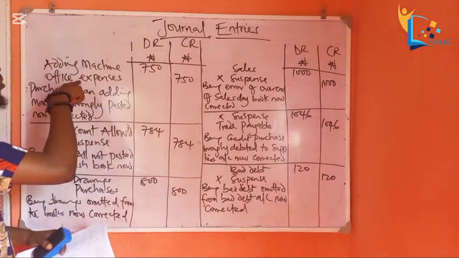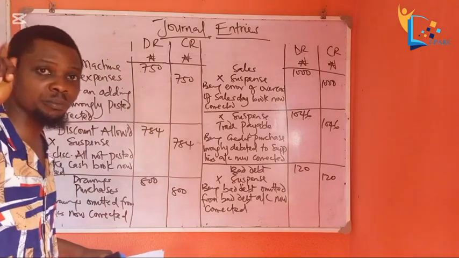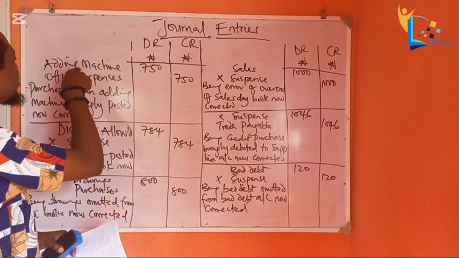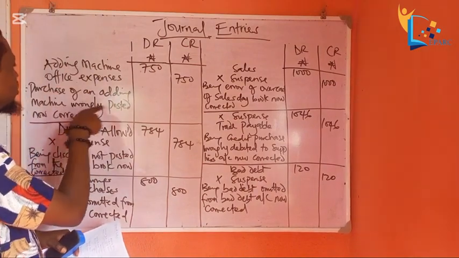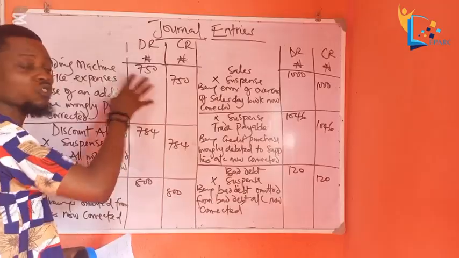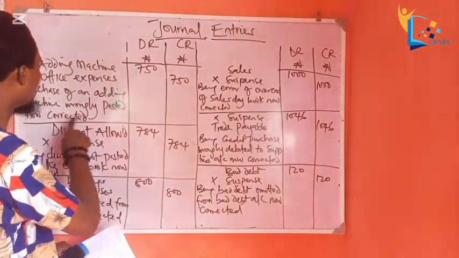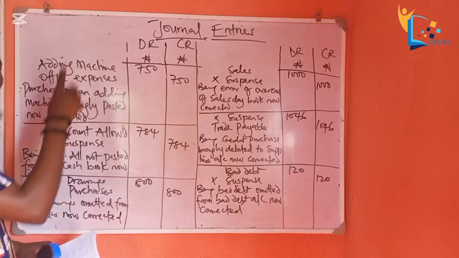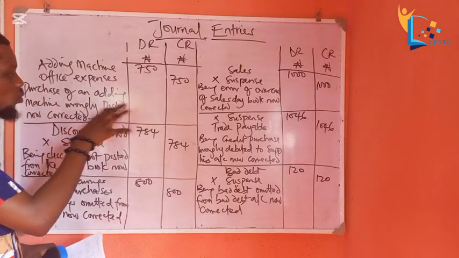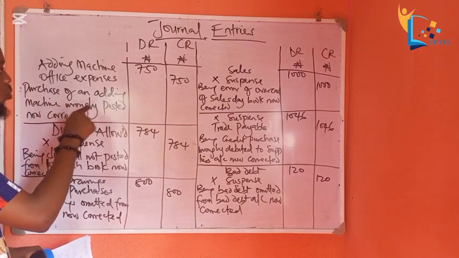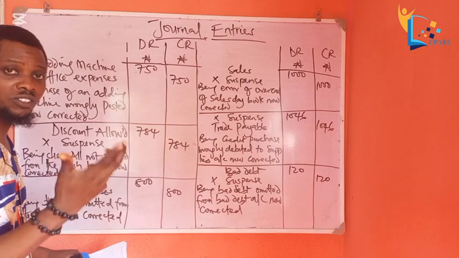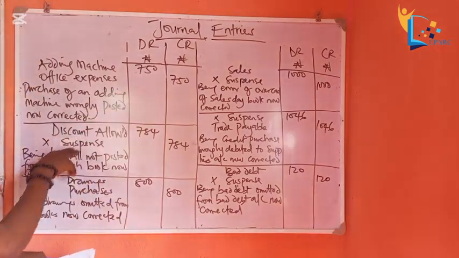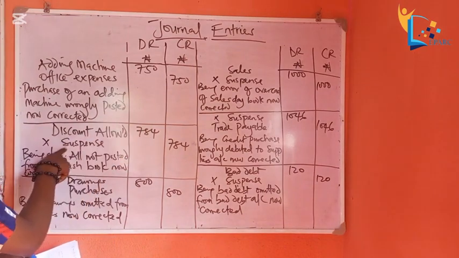Now, this error that will not affect the trial balance, when we were treating it in the previous classes, instead of the purchase of the adding machine being posted in the adding machine account, it was wrongly posted to the office expense account. So see the narration: purchase of an adding machine wrongly posted, now corrected. The keywords in the narration are there. So whoever is auditing the account or going through it will know what this correction is all about.